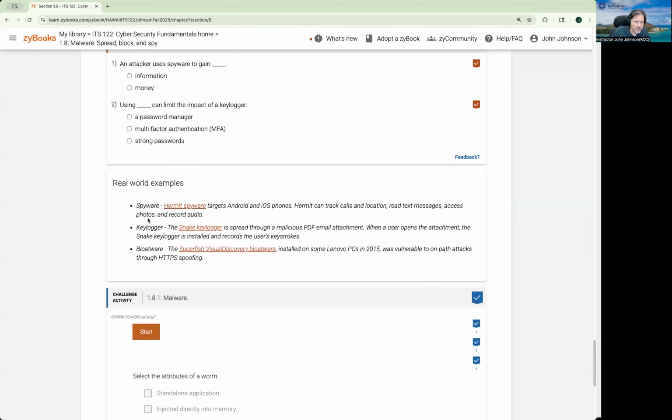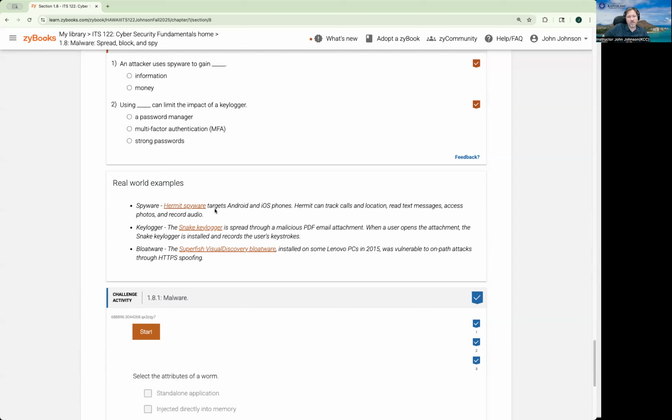Again, some great real world examples here. Hermit spyware targets Android and iOS phones. Hermit can track calls and location, read text messages, access photos, and record audio. Then keylogger, an example is the Snake Keylogger. It's spread through a malicious PDF attachment. When a user opened the attachment, the Snake Keylogger is installed and records the user's keystrokes. And then there's bloatware, and the Superfish visual discovery bloatware installed on some Lenovo PCs in 2015 was vulnerable to on-path attacks through HTTPS spoofing.